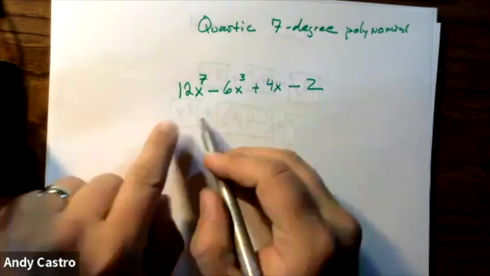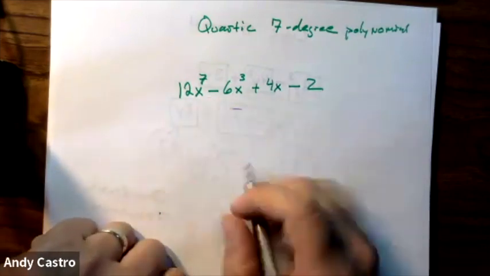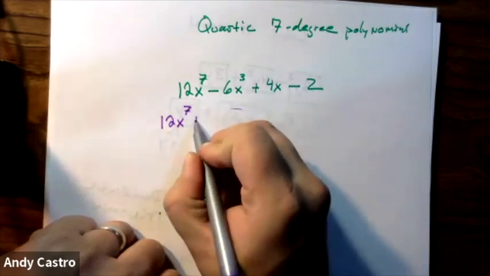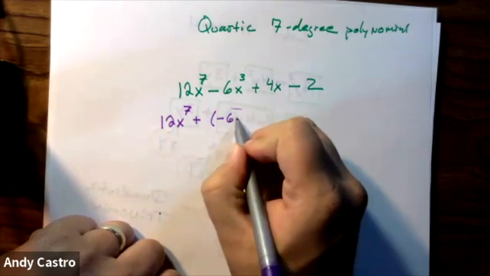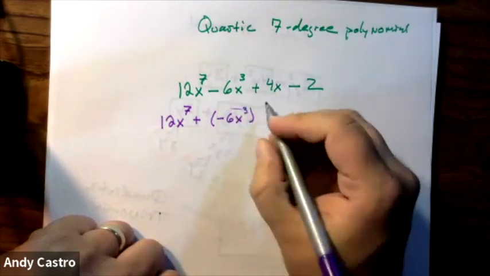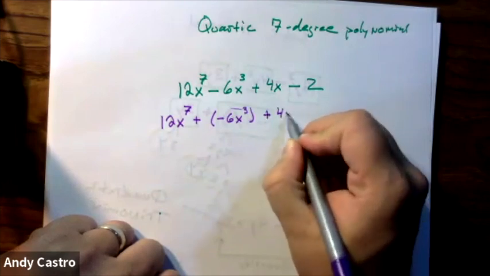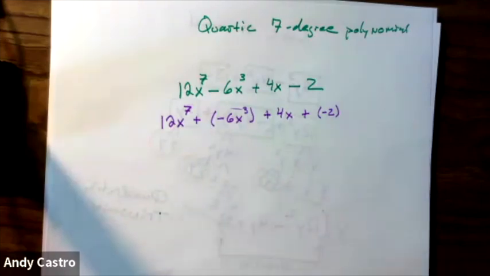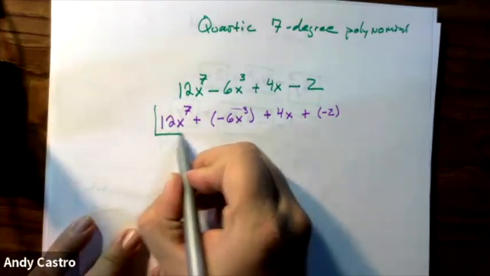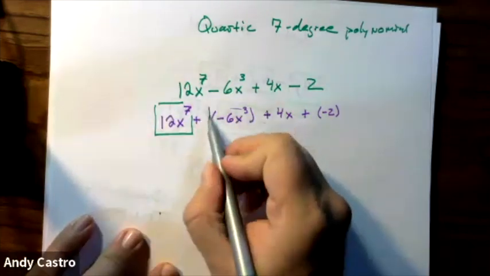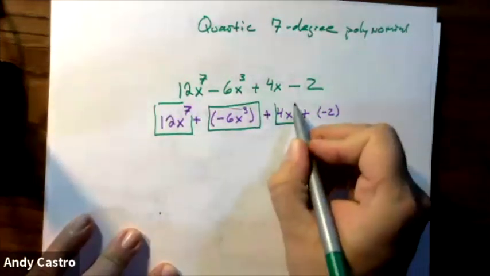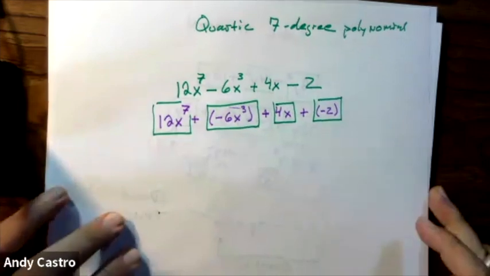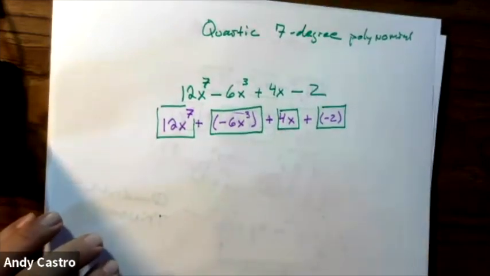So here we have 4 terms, and I'm going to change my negatives to positives. So we're going to have 12x to the 7th power plus a negative 6x cubed plus 4x plus a negative 2. All right. So here are my 4 terms: 1, 2, 3, and 4. Degree 7. This is a quartic 7-degree polynomial.